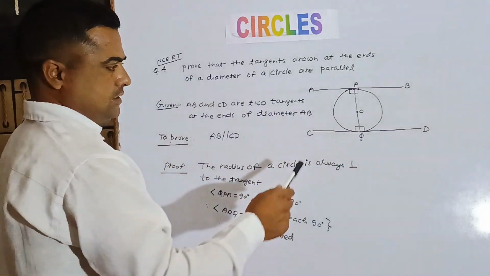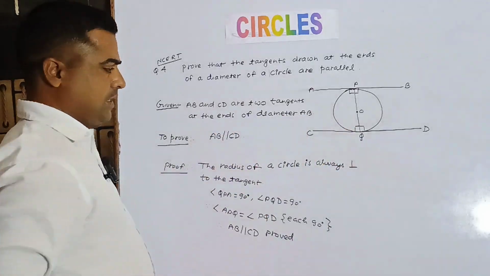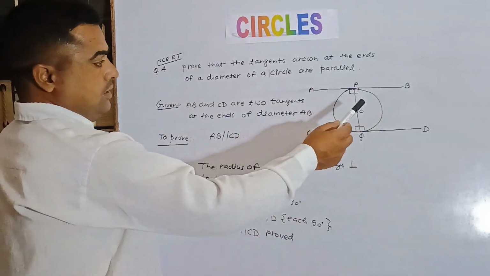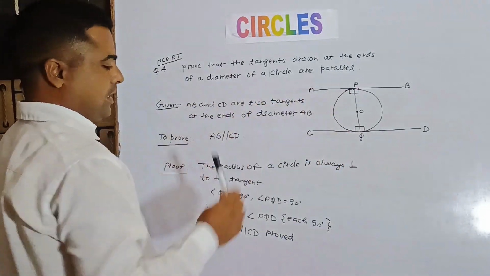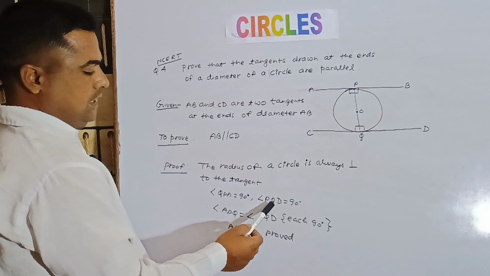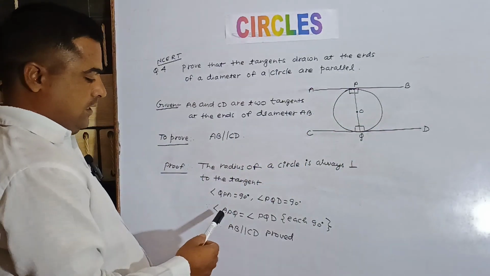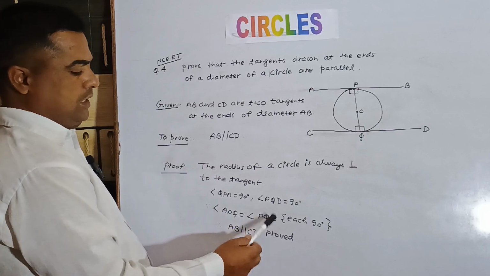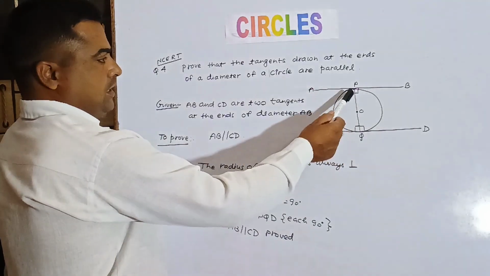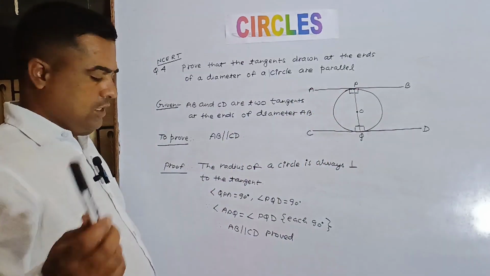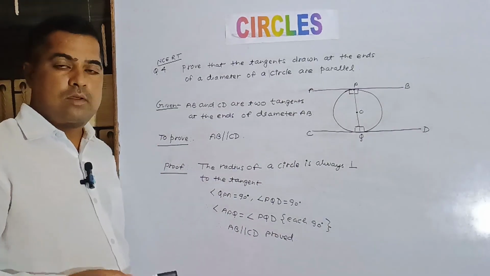OQ is radius, CD is tangent. So this radius will be perpendicular to the tangent. Now both the angles will be 90 and 90. We have written here angle QPA, this will be 90 degrees. Similarly, angle PQD, this angle is 90 degrees. You can say angle APQ is equal to angle PQD, each 90 degrees. Both the angles are equal. These two angles are equal, means alternate interior angles are equal, so lines will be parallel. So we can say AB is parallel to CD, hence proved.